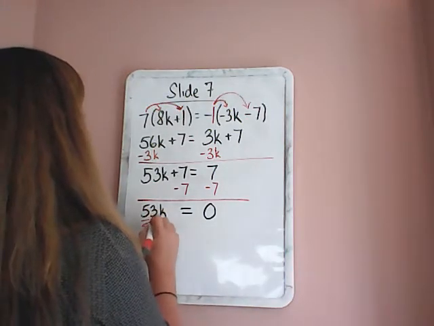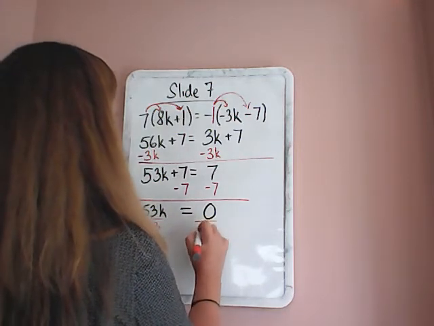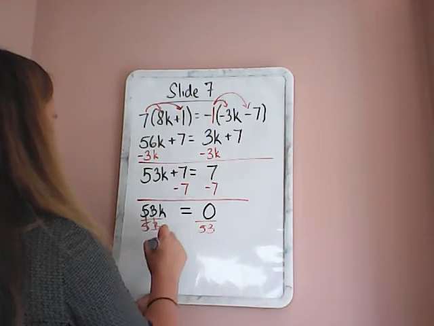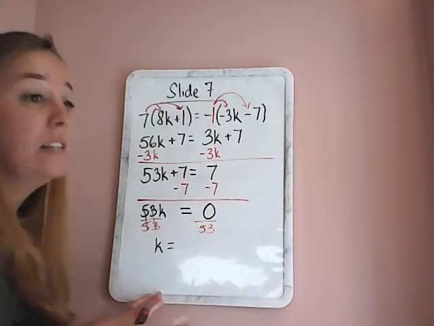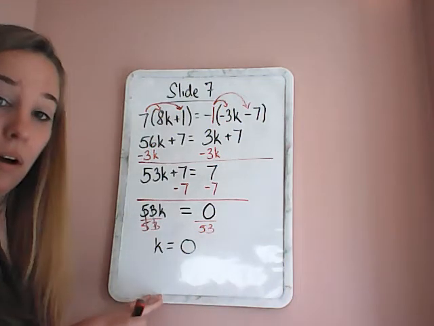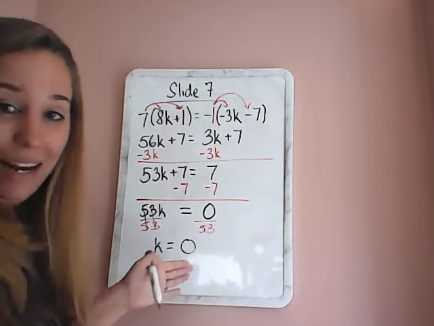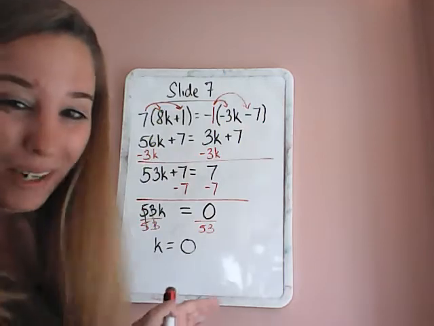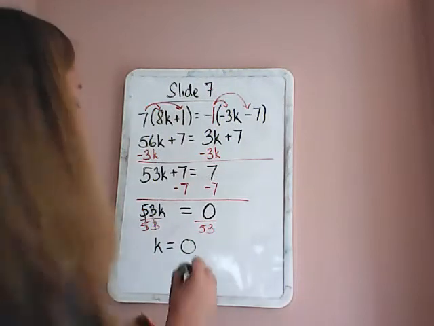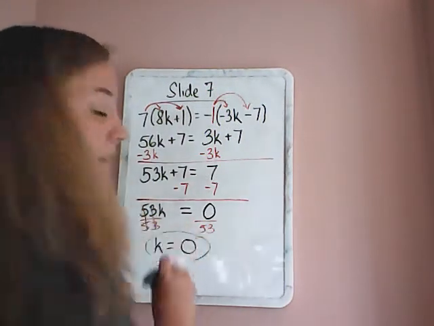Then we divide by 53 to isolate that k. These cancel, and k equals, and 0 divided by 53 is, of course, 0. 0 divided by anything is 0. You might be getting confused because something divided by 0 is undefined, but 0 divided by 53 certainly is 0.